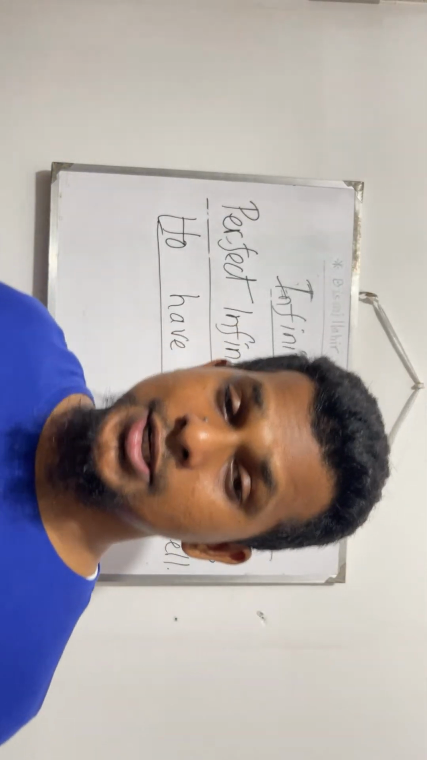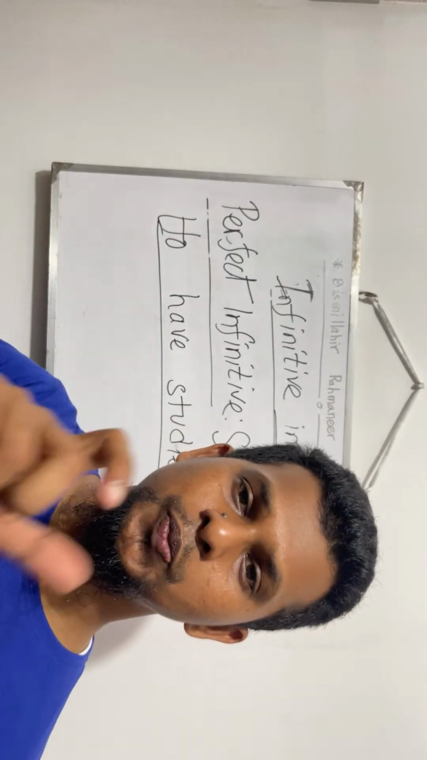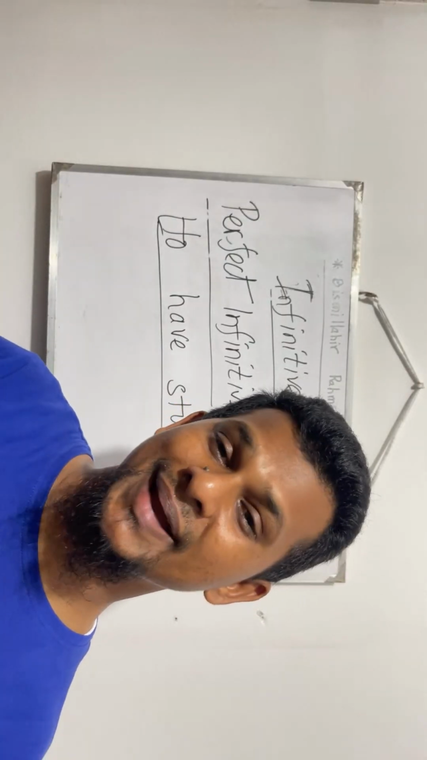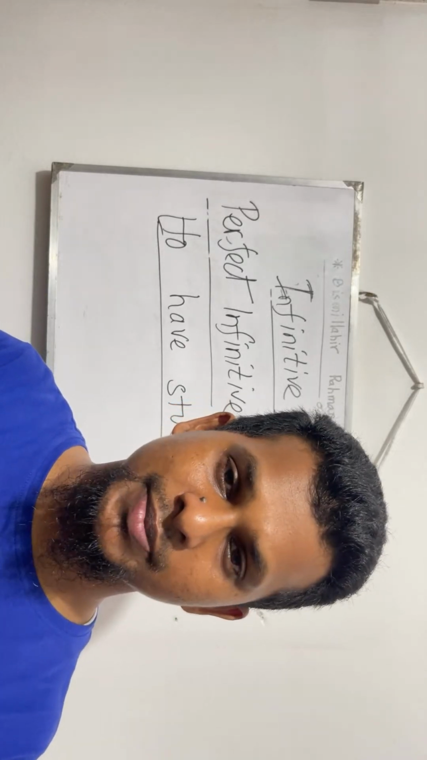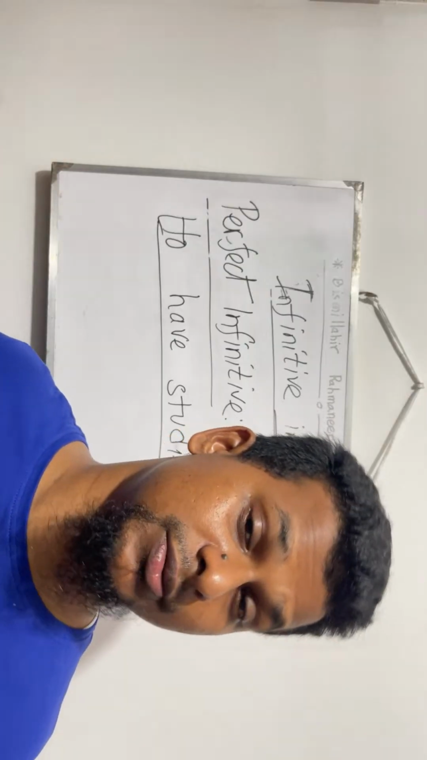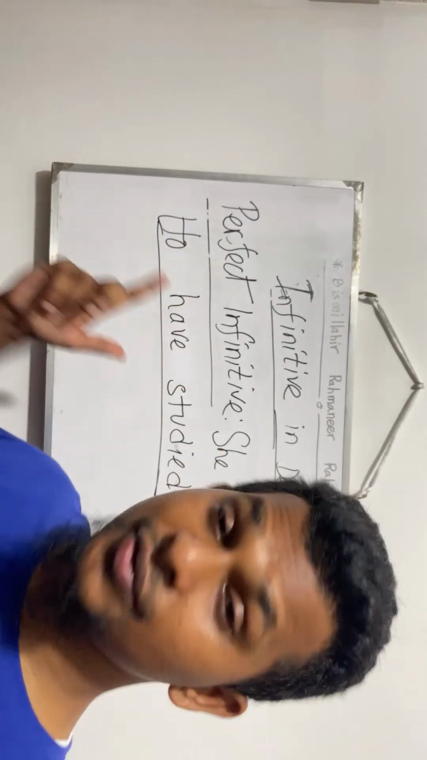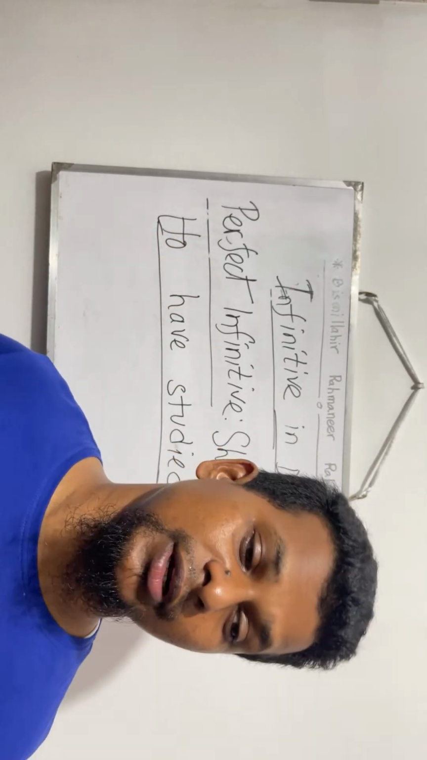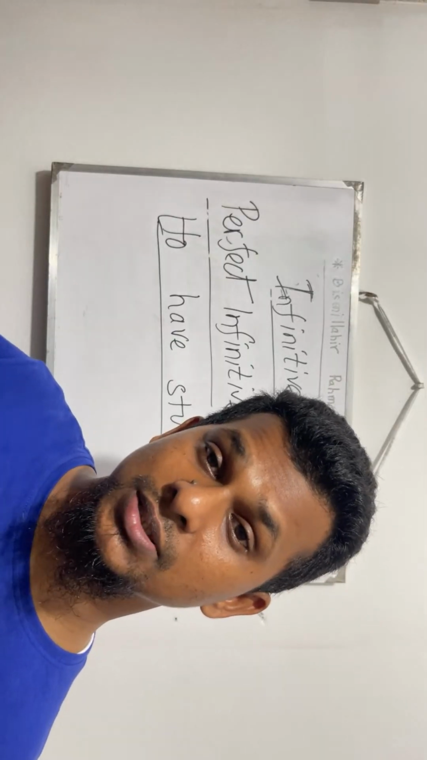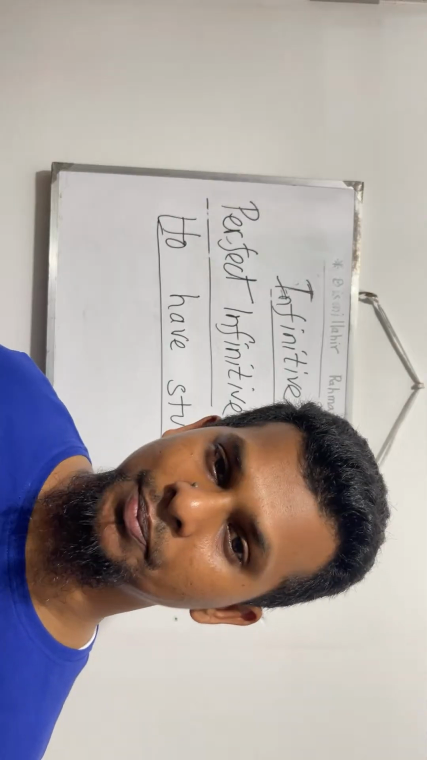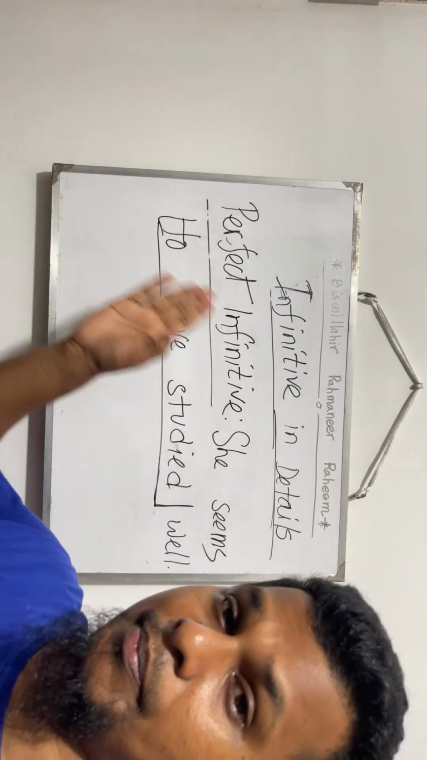Perfect infinitive contains the structure to plus have plus V3. Passive infinitive contains the structure of to plus be plus V3, past participle form of the verb, but perfect infinitive requires to plus have plus verb, past participle form of the verb V3. So that is the basic difference between passive infinitive and perfect infinitive.